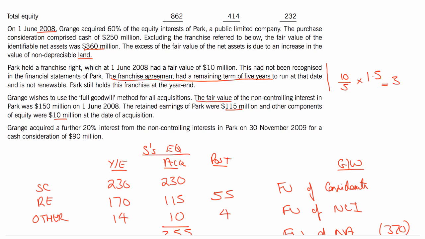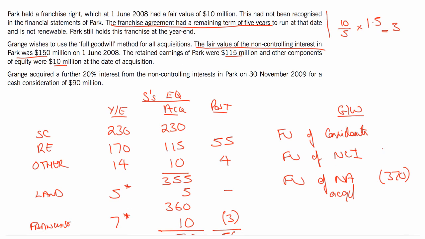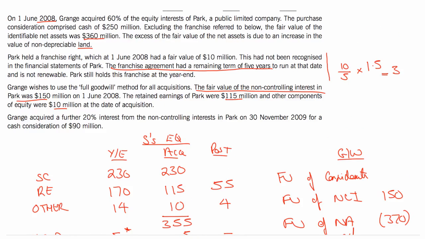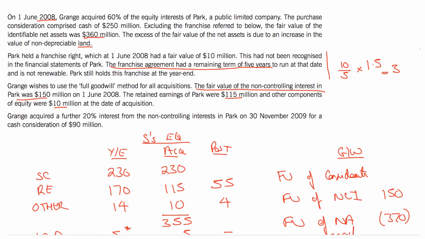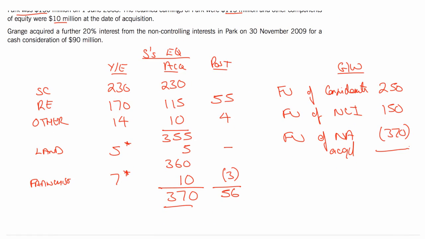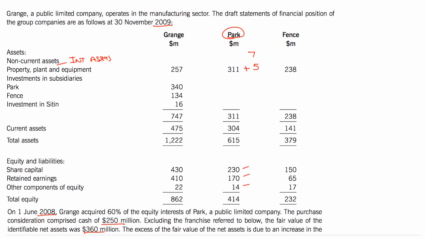And the fair value of NCI is 150. So 150, and then how much did I pay for it? The purchase price was 250. So I can put in all that in. There's no mention of any impairment, so therefore goodwill is 30. So I could go put goodwill in then. Instead of investment in Park, that now becomes goodwill of 30 for when I eventually do my proper answer.